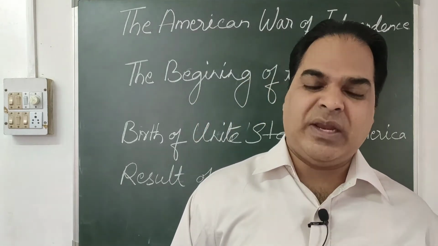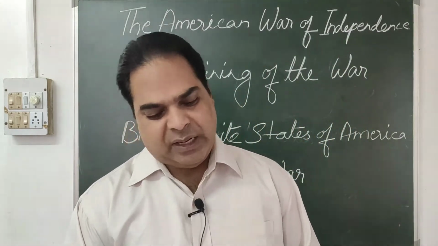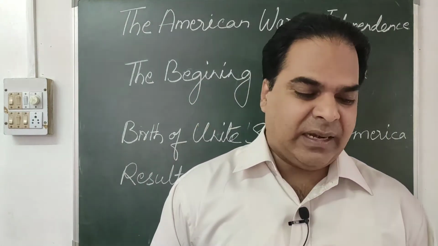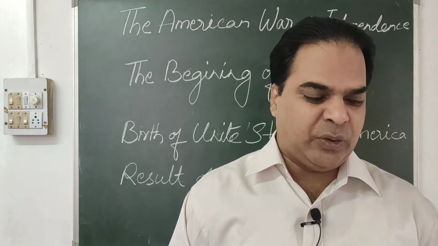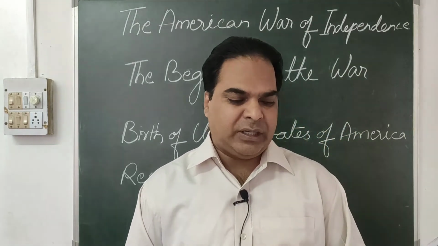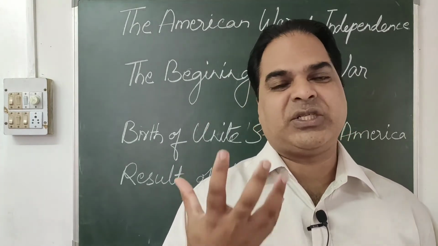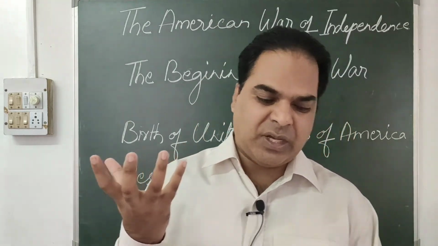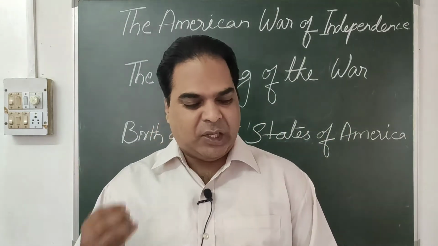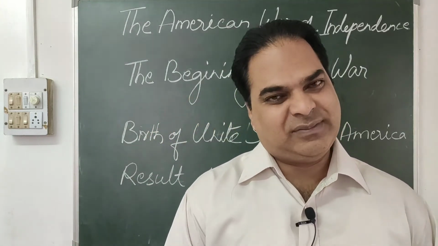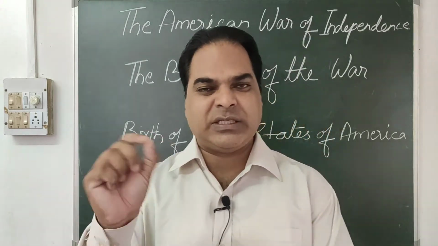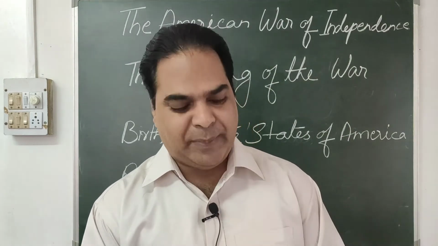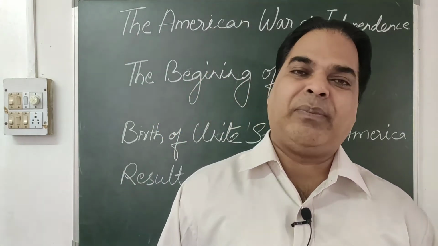So result of American War of Independence, my dear. So American War of Independence ended the British rule. Okay, and due to the end of the British rule, the American colonies led to the emergence of the United States of America. Then a written constitution was framed. For the first time, a constitution was written. Okay, and then this constitution declared America a federal democratic republic country.